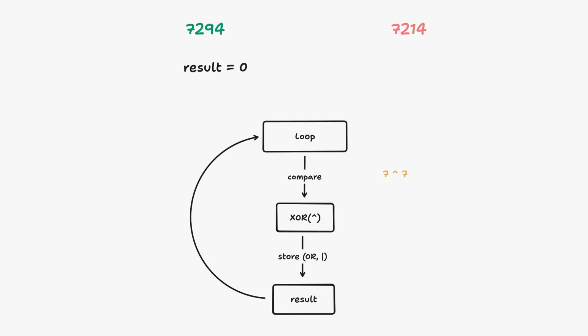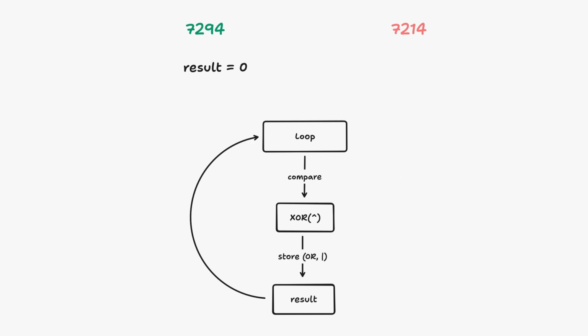Let's visualize how this difference collector actually works under the hood. Imagine our correct pin is 7294, but the input guess is 7214. We start our result variable at 0. As the loop checks the first 2 digits, the XOR operator sees the match perfectly and outputs 0. 0 OR-assigned with 0 stays 0.